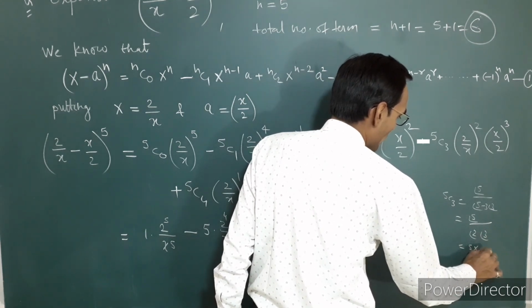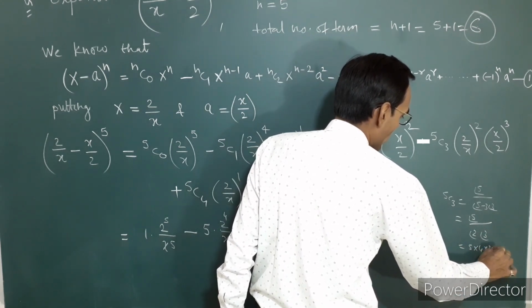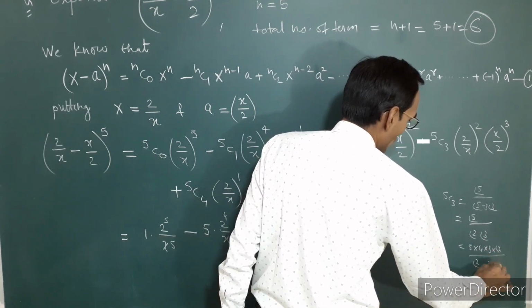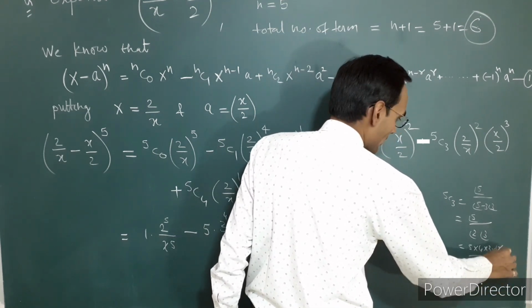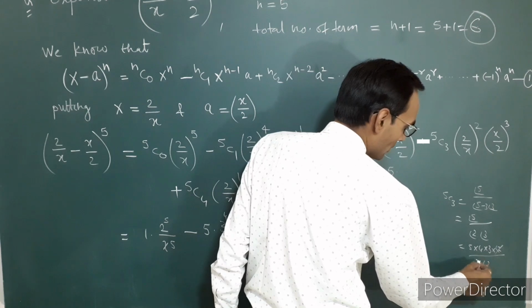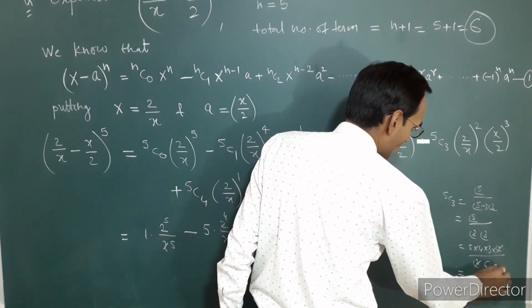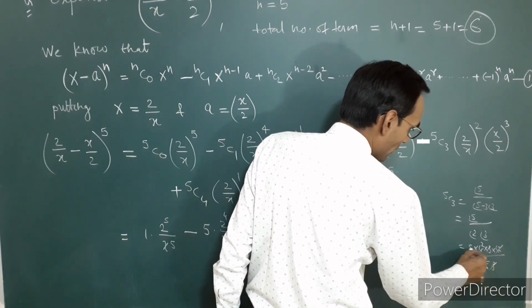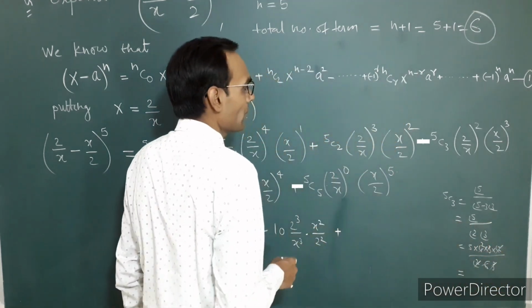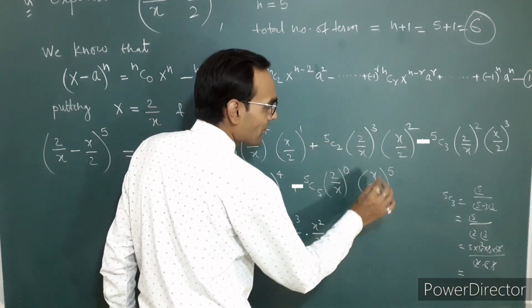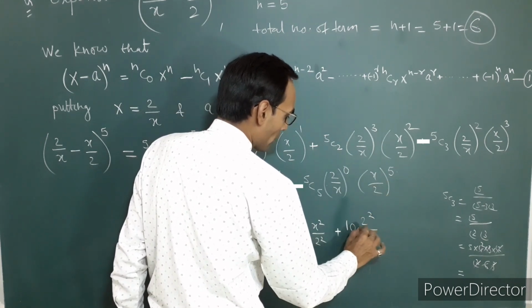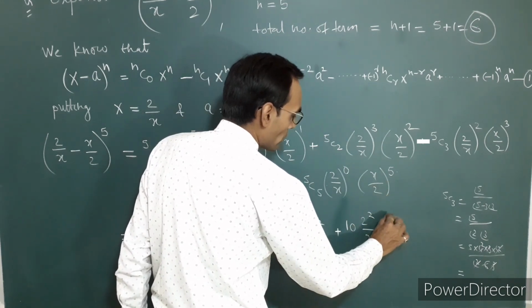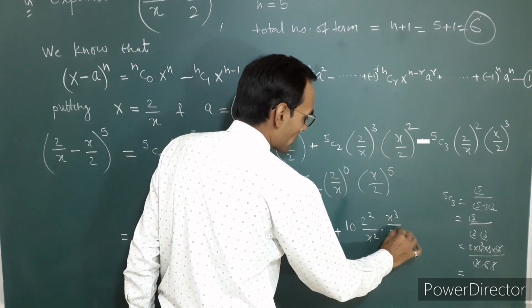So 5 into 4 into 3 into factorial 2 upon factorial 2 into factorial 3, that is cancelled. So we have factorial 3, write down 6. So 2 threes are 6, 2 twos are 4, and 3 and 3 cancel, 5 twos are 10 also. So 5C3 is also 10, and 2 raised to 2 upon x raised to 2 into x raised to 3 upon 2 raised to 3.